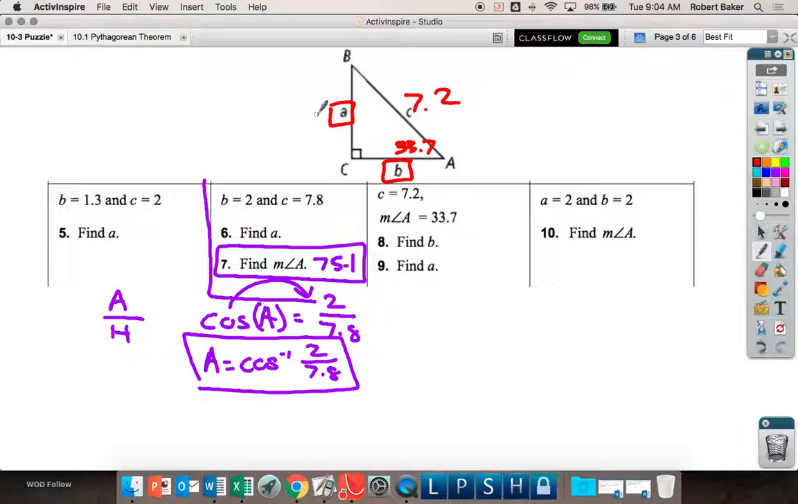So we can set up all three functions. The sine of 33.7, the cosine of 33.7, and the tangent of 33.7 is going to be equal to two equations that will work and two equations that will not work. So sine is opposite over hypotenuse. What is opposite of 33.7 degrees? A. What is the hypotenuse?